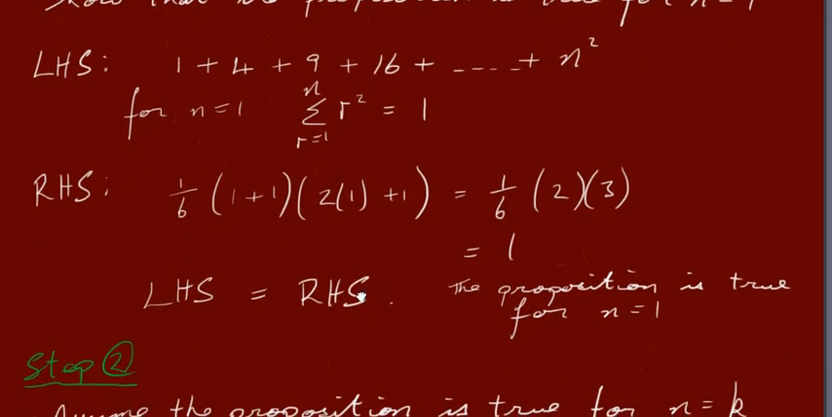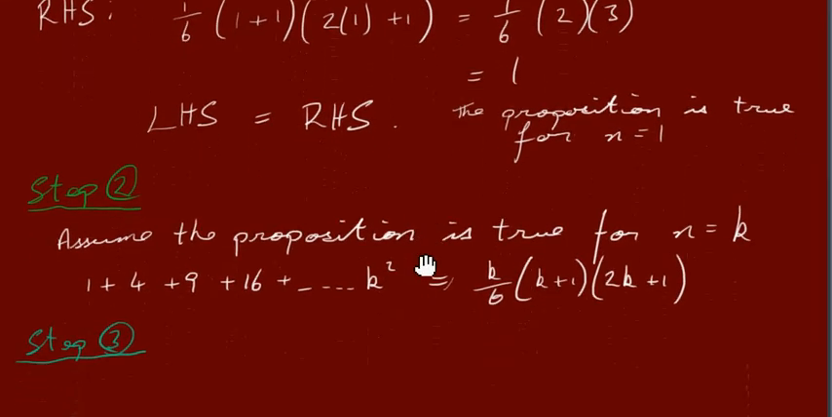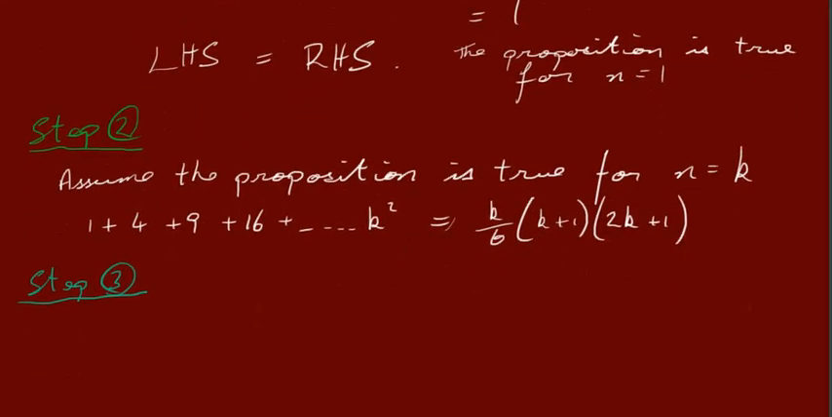So that's step 1. Now step 2 is an assumption. I'm going to assume that the proposition is true for n is equal to some number called k. In other words, 1 plus 4 plus 9 plus 16, that's 1 squared plus 2 squared plus 3 squared plus 4 squared up to k squared, is true for some number k, equal to k over 6 times k plus 1 times 2k plus 1. So I'm going to assume that it's true for this number k. So this is true.